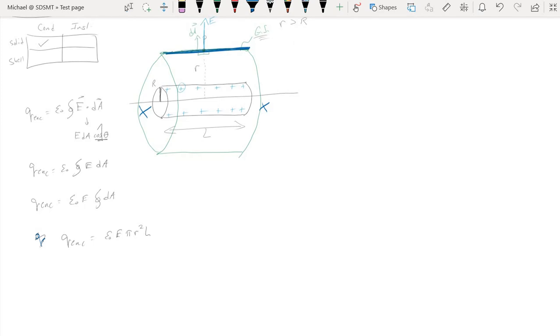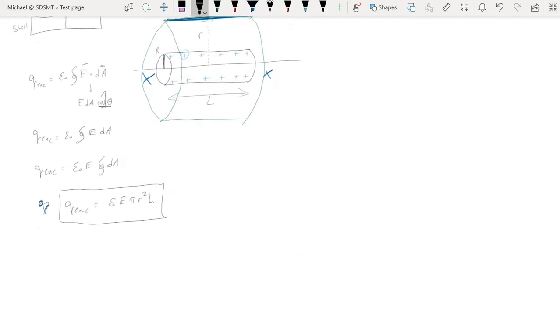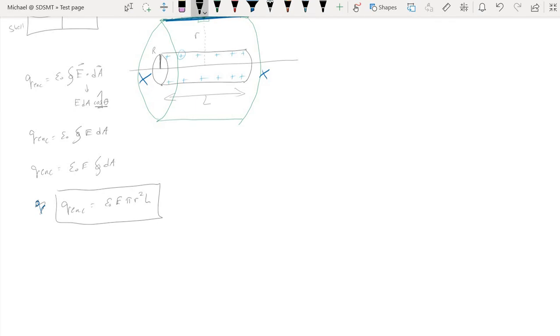We're done with the calculus part, which, you know, there really wasn't any calculus involved. We just had to look up the area of our container. And now we rearrange to solve for E. Charge enclosed is just going to be the total charge on the cylinder divided by our epsilon naught pi r squared L.